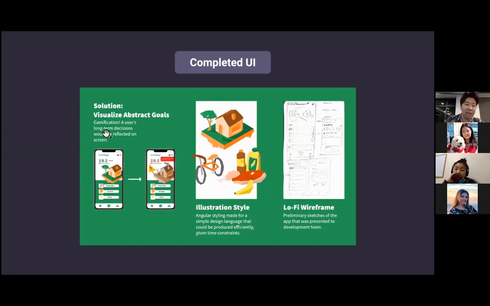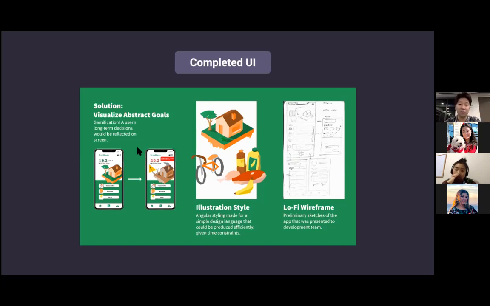So yeah, it says gamification. A user's long-term decisions would be reflected on screen. Over time, our app would track all of the carbon emissions emitted through transportation, through your purchases, through energy. On the transportation side, the developers made GPS tracking, and they were able to track the distance of how long a person's traveling and how fast they're traveling. It would ask what mode of transport you're using, and the app would recommend, oh, if you've been using the car, you can use the bike to reduce your carbon emissions.